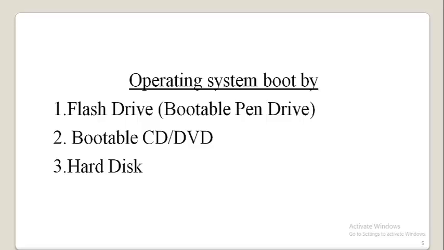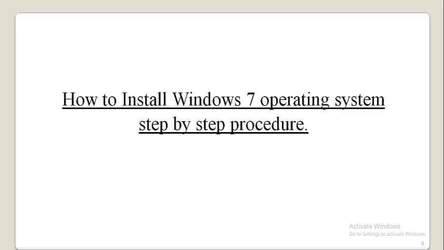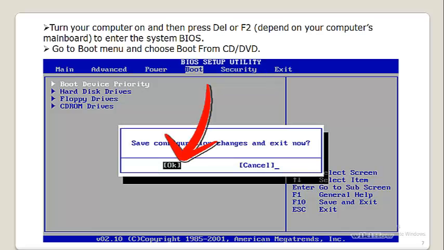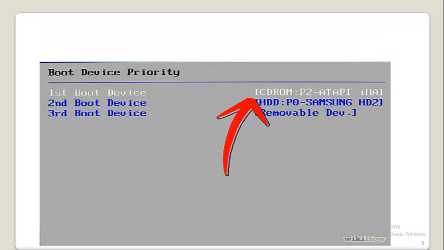Now switch on your computer and press Delete or F2 for BIOS settings. Different motherboards may have different keys for BIOS settings. Go to the boot option and select boot device priority. By pressing the plus or minus keys on the keyboard, we can change the priority. If you install from DVD, select CD or DVD-ROM. Press F10 to save.